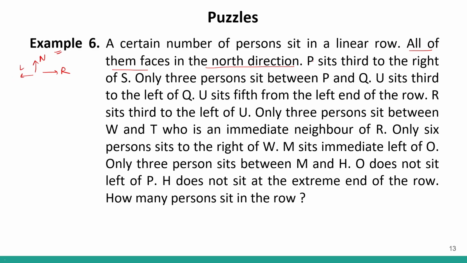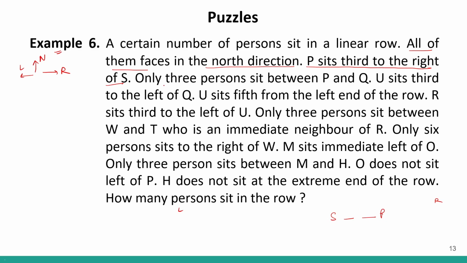Correct? Now, P sits third to the right of S. So this is my right side, this is my left side. P sits third to the right of S. So if S is over here, 1, 2, 3, P will sit over here, correct? P sits third to the right of S. So if S is over here, P will sit over here.